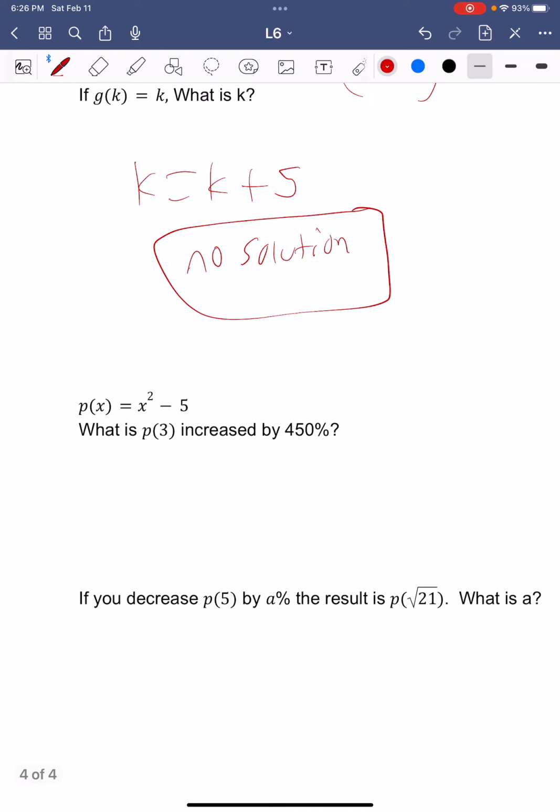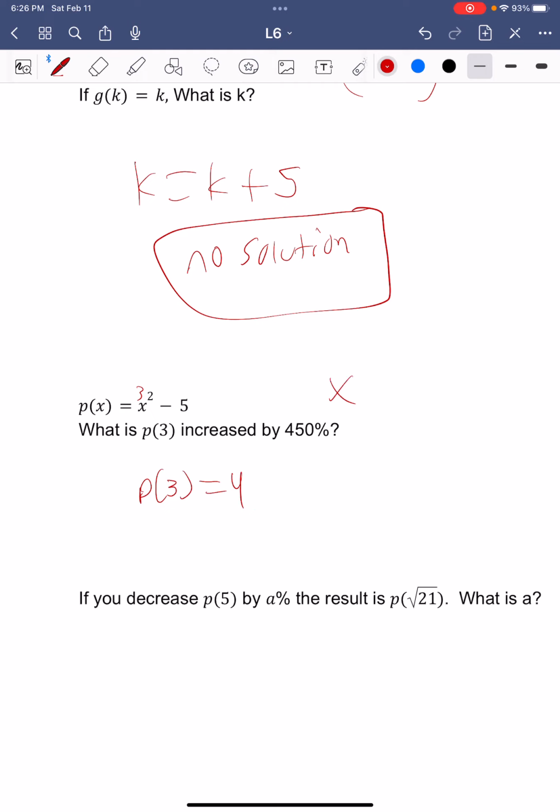What is p of 3 increased by 450%? So first, let's find p of 3, then we'll use our knowledge from lesson 2 to increase that by 450%. So p of 3 is when x is 3, so 3 squared is 9, and 9 minus 5 is 4. So p of 3 equals 4. Now 4 increased by 450%.